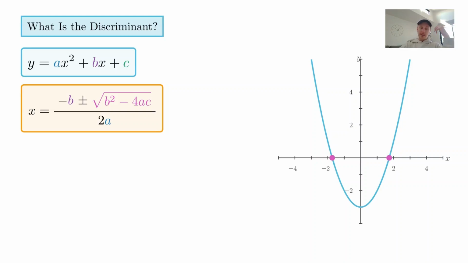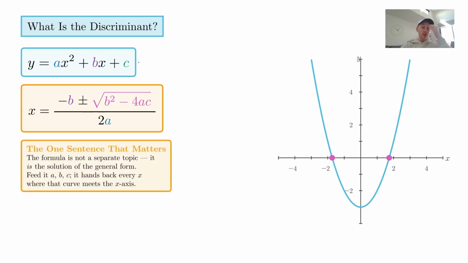Clearly the solutions depend on these values of a, b, and c. If we zoom in a little bit into the part underneath the square root, b squared minus 4ac, that is what the discriminant is. It discriminates between the different kinds of parabolas we can have, namely how many solutions they can have. Let's dive into that a little bit more.